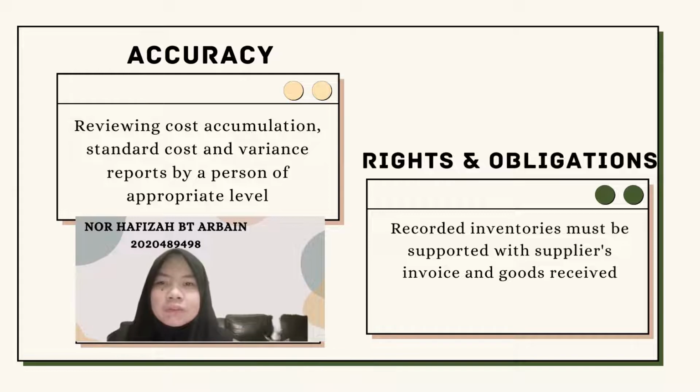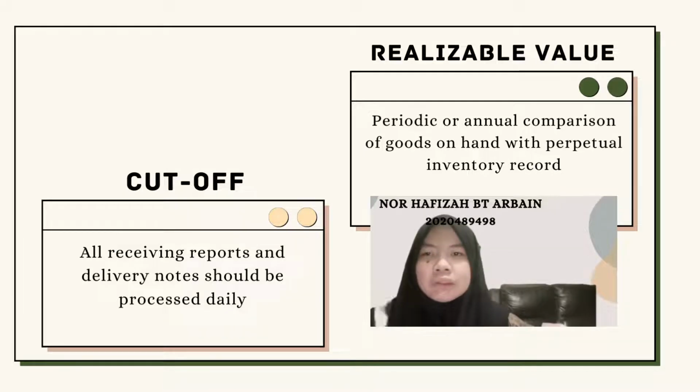Accuracy. Accuracy is reviewing cost accumulation, standard cost, and variance reports by a person of appropriate level. Rights and obligations: recorded inventories must be supported with suppliers' invoices and goods received. Next is cut-off: all receiving reports and delivery notes should be processed daily. Last but not least, realizable value: periodic or annual comparison of goods on hand with perpetual inventory records.